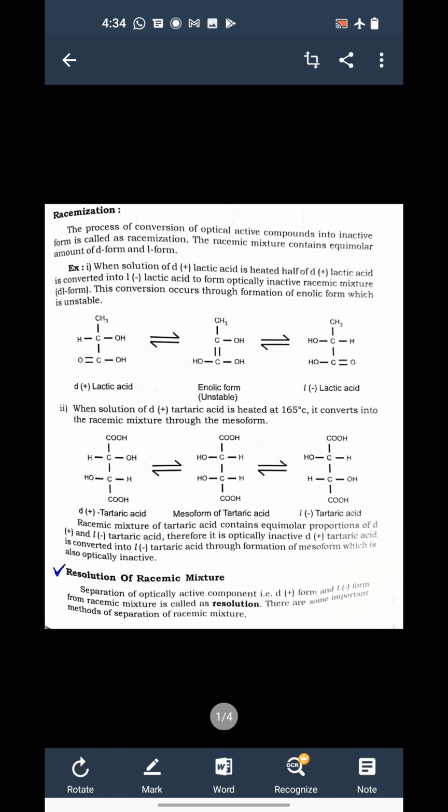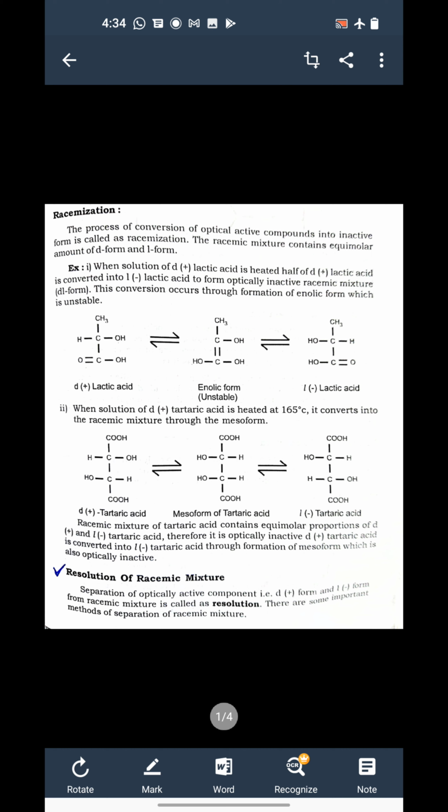You know what is the meso form? Yes, it is the optically inactive form of tartaric acid, where both the OH are on the same side and it has a plane of symmetry. So this D plus tartaric acid gets converted to L minus tartaric acid through the meso form, and we know that the racemic mixture is an equimolar amount of D and L isomer. So the whole process is called racemization.